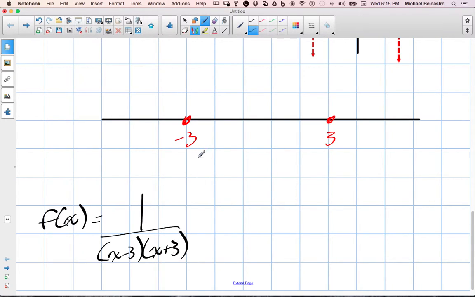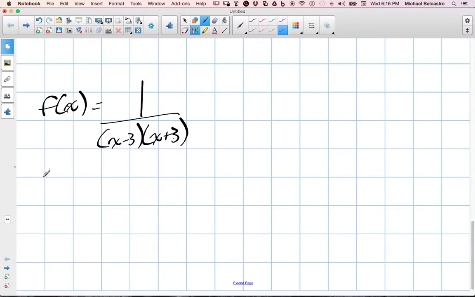Okay? What we're going to do is just find out where the function is positive or negative. One way you can go about doing this is taking values that are less than -3. A value that's less than -3 is something like -5. So we're going to look at f at -5 and figure out if we have a positive or negative function here.